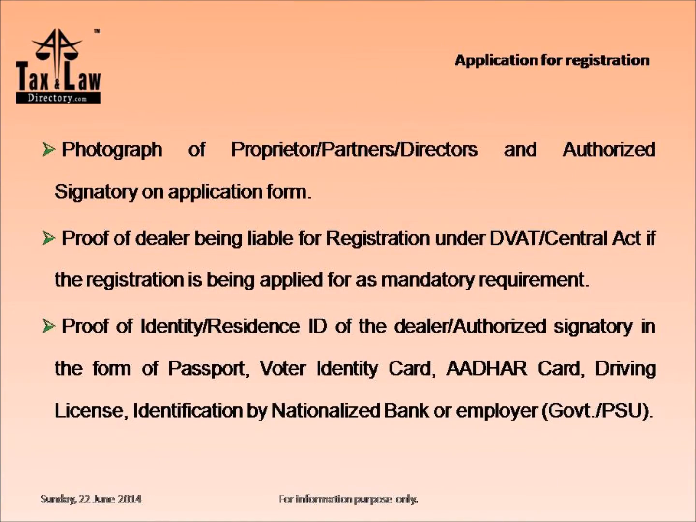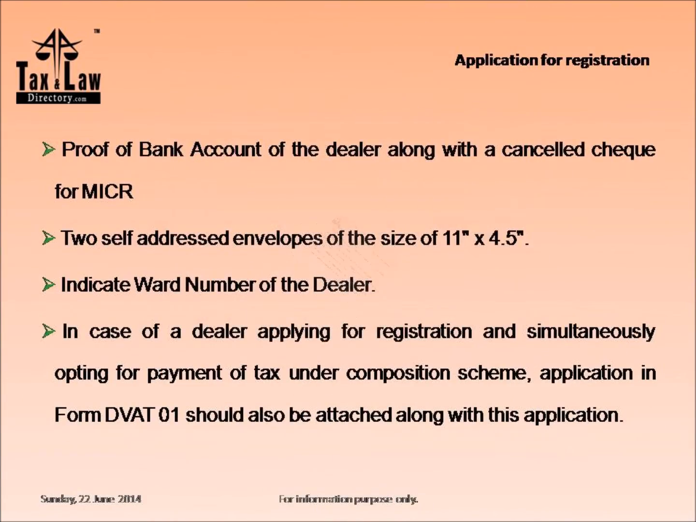Photograph of proprietor, partners or directors and authorized signatory on application form. Proof of dealer being liable for registration under DVAT or Central Act if the registration is being applied for as mandatory requirement. Proof of identity and residence of the dealer and authorized signatory in the form of passport, voter identity card, Aadhaar card, driving license, identification by nationalized bank or employer, government or PSU.